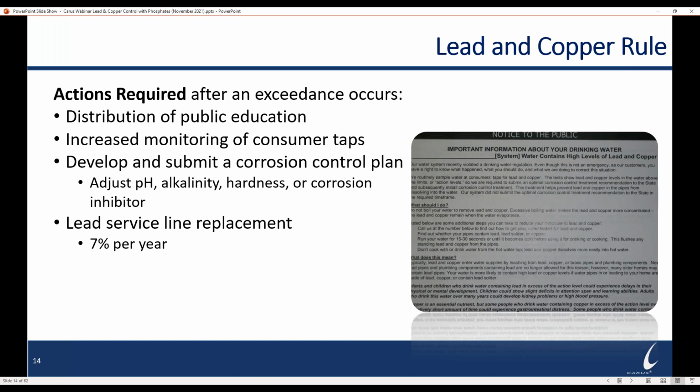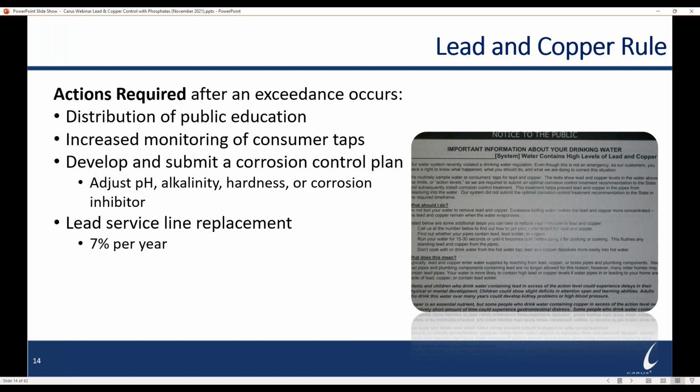If you had a violation of the 1991 lead and copper rule, you were required to do distribution of public education. You're required to go back to the beginning of monitoring your consumer taps, so you pull them every 6 months at the full number of customer taps required. You would have to develop and submit a corrosion control plan, and the options in the 1991 rule are pH, alkalinity, hardness, or some type of corrosion inhibitor. So you have multiple options to pick.